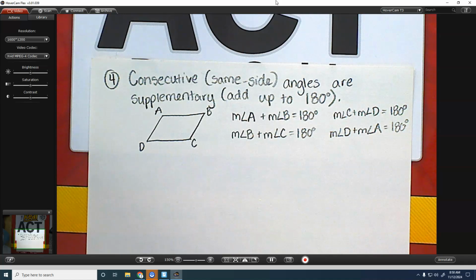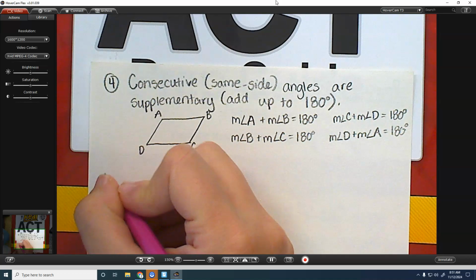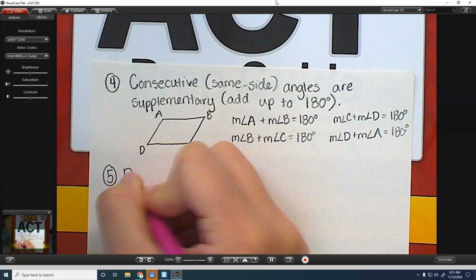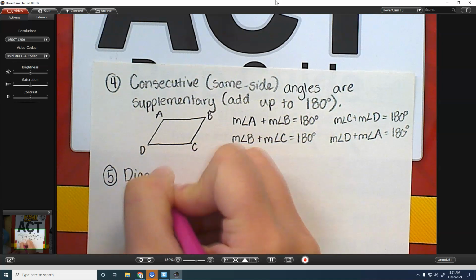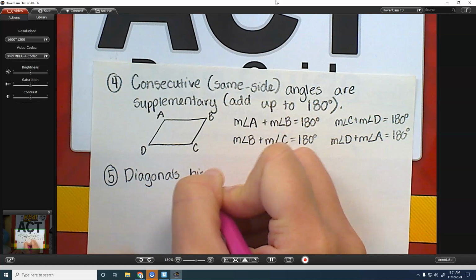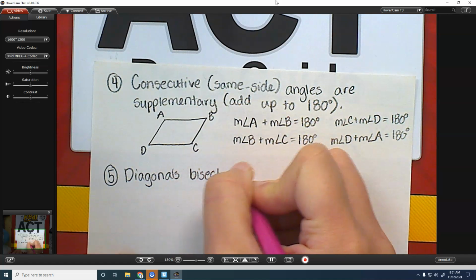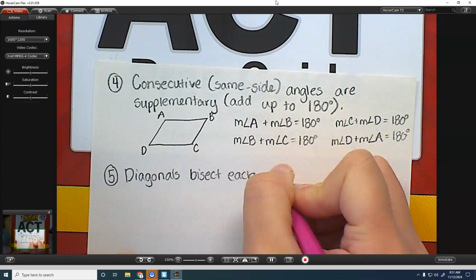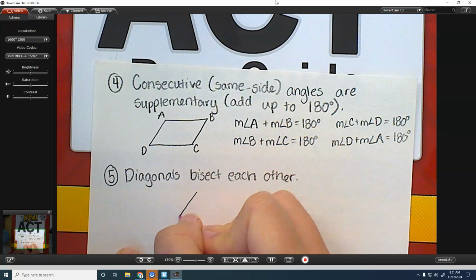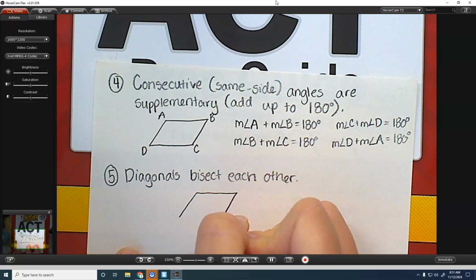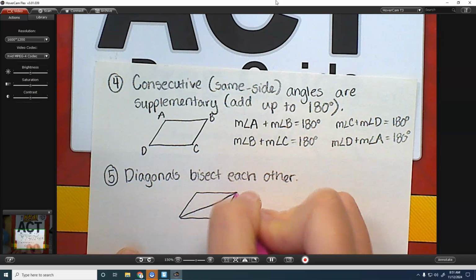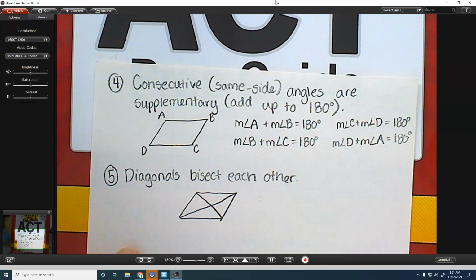And our last one here is that diagonals bisect each other, and that will look like this. We draw in the diagonals.